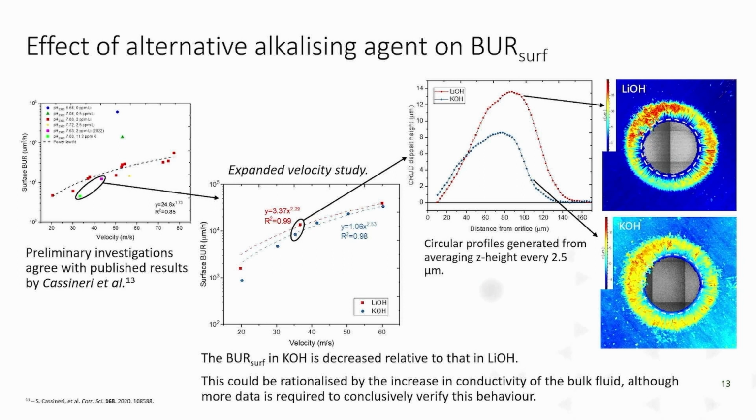So this could be rationalized by the increase in conductivity of the bulk fluid when we test potassium. So in potassium, we have a conductivity of around about 78 microsiemens per centimeter, whereas in lithium, it's 68 microsiemens per centimeter. So we have around about an increase of 10 in the conductivity at room temperature.